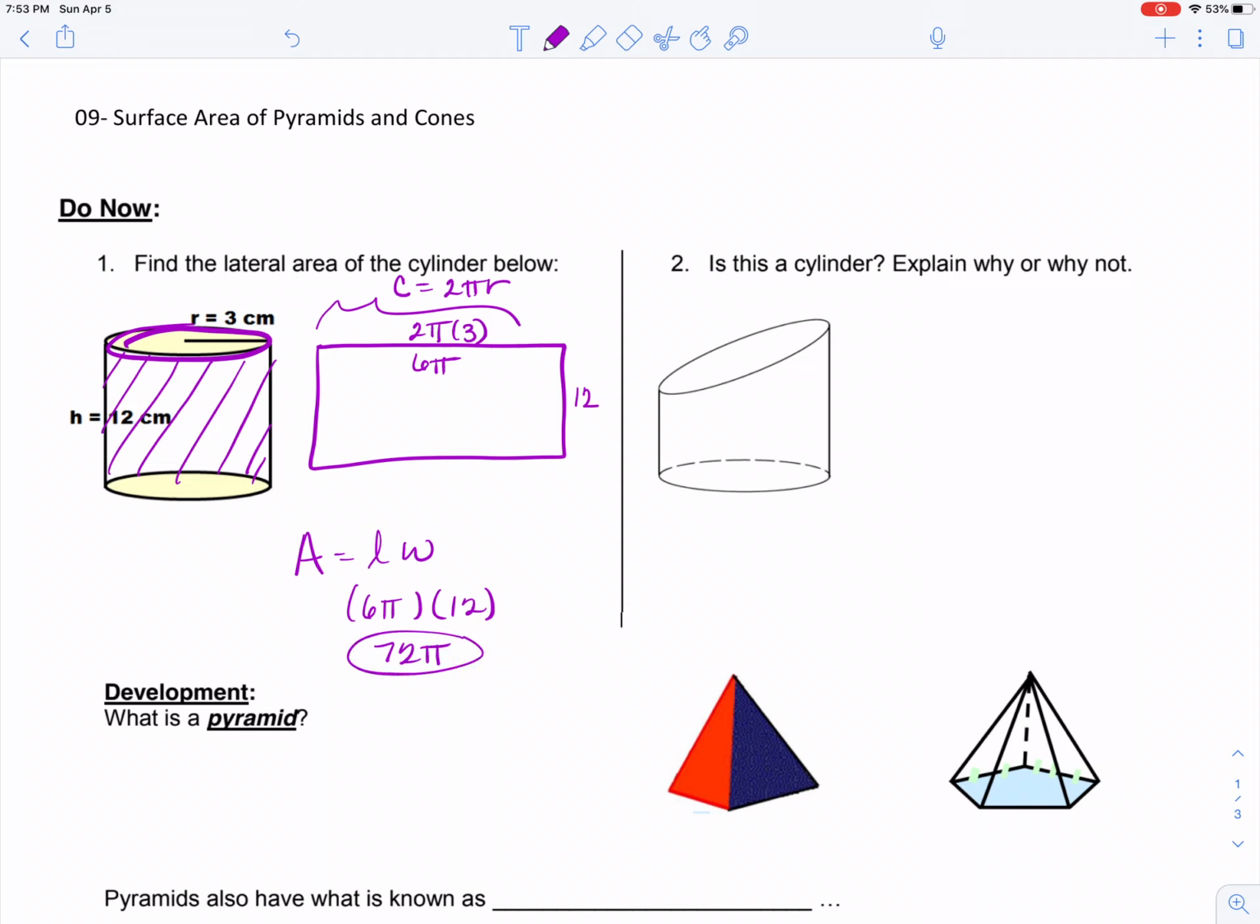It should have said in terms of pi or around, but it didn't. So I'll keep it in terms of pi.